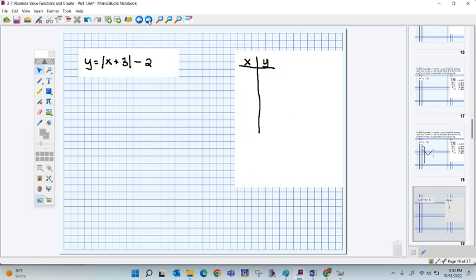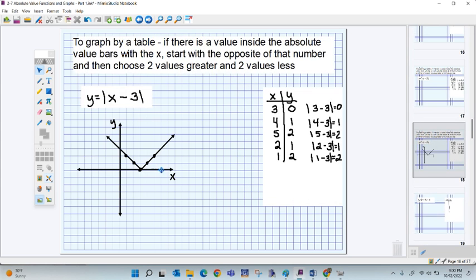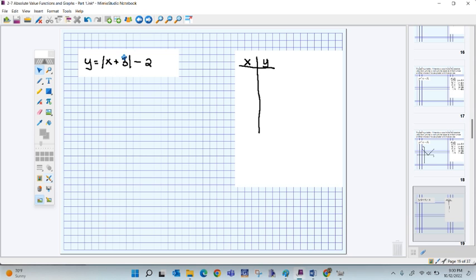This one moved right 3. What can also happen is you can have a combination of things happening. This one has something happening inside here and outside here. This one inside, our expectation is going to be that it moves 3 left. This one is going to be expecting it to move 2 down.